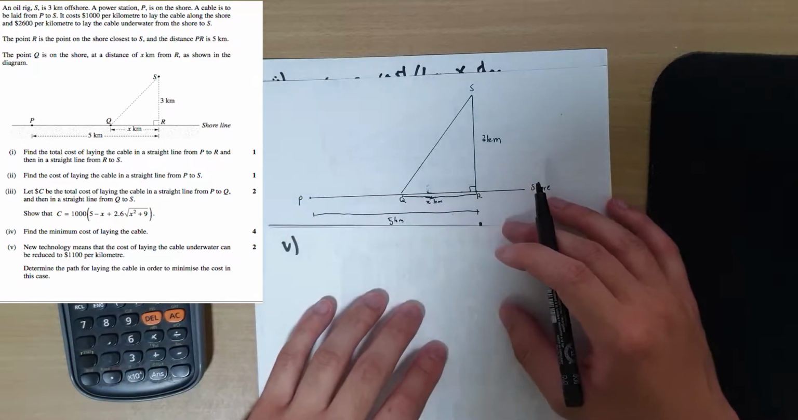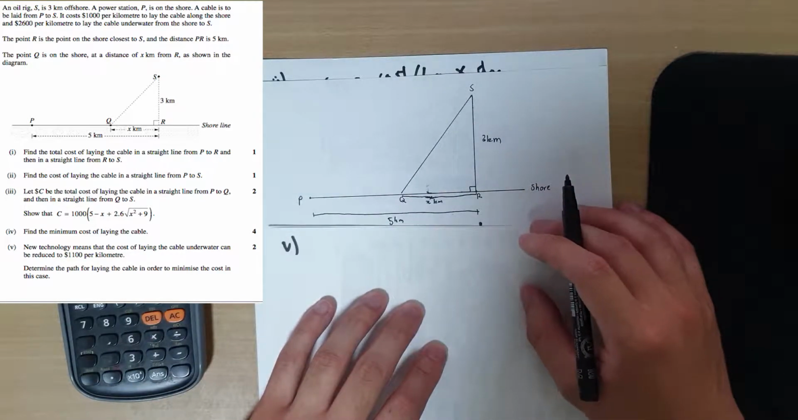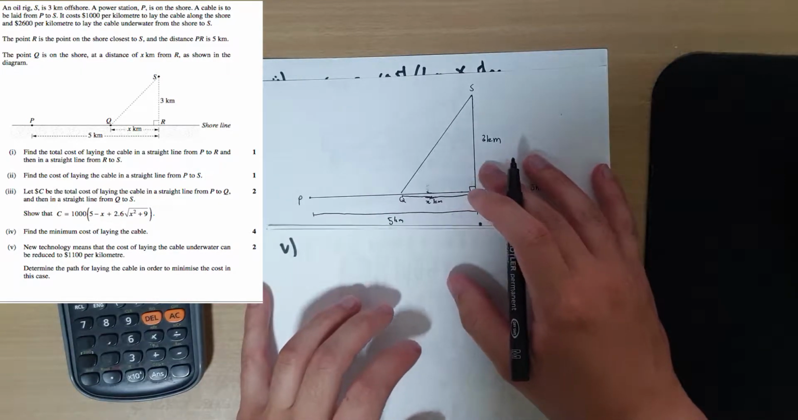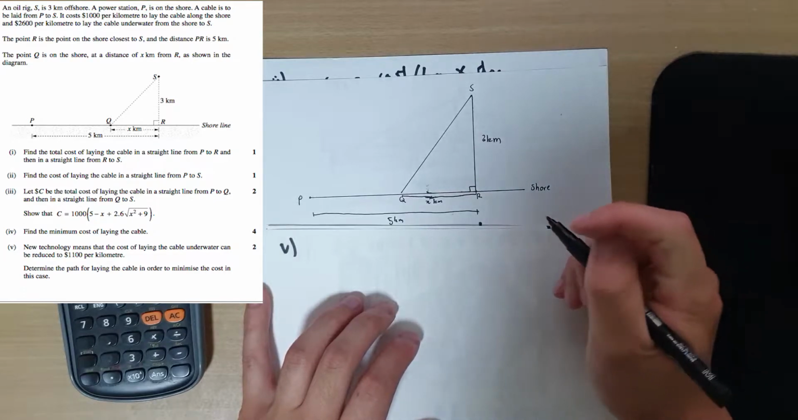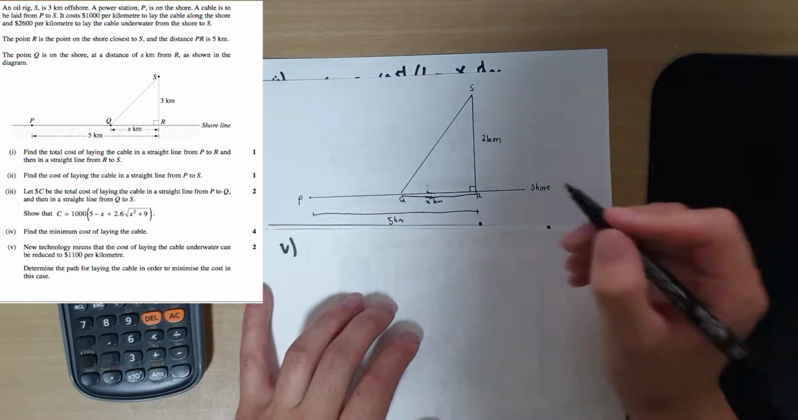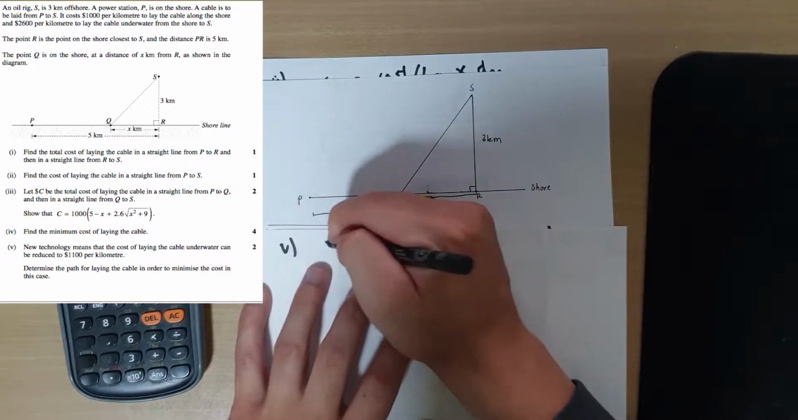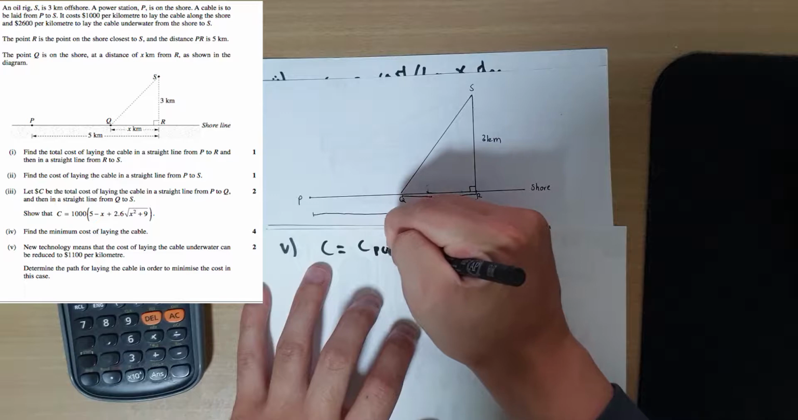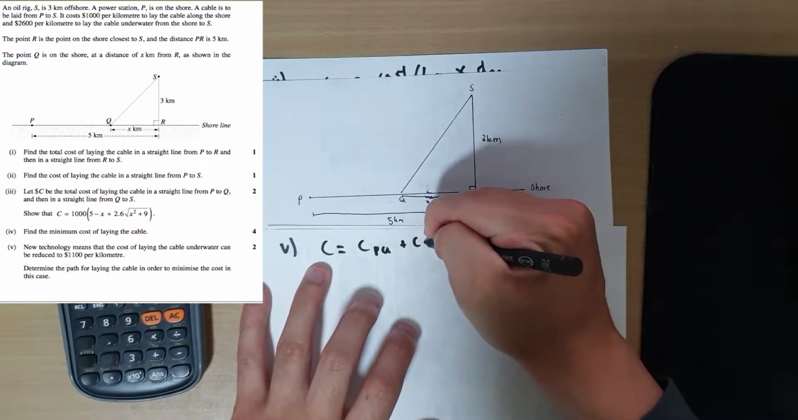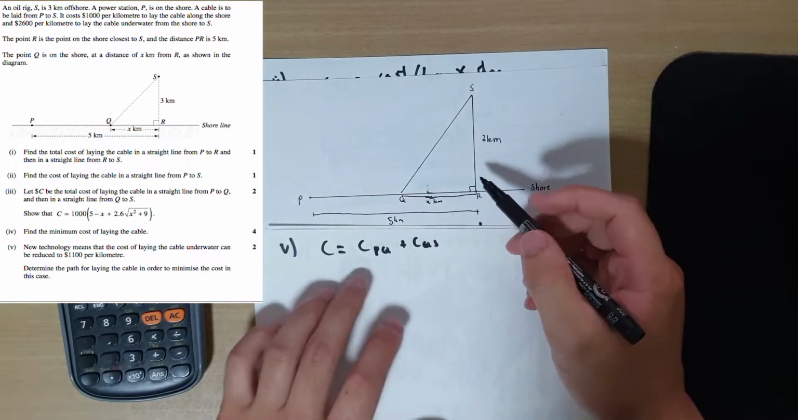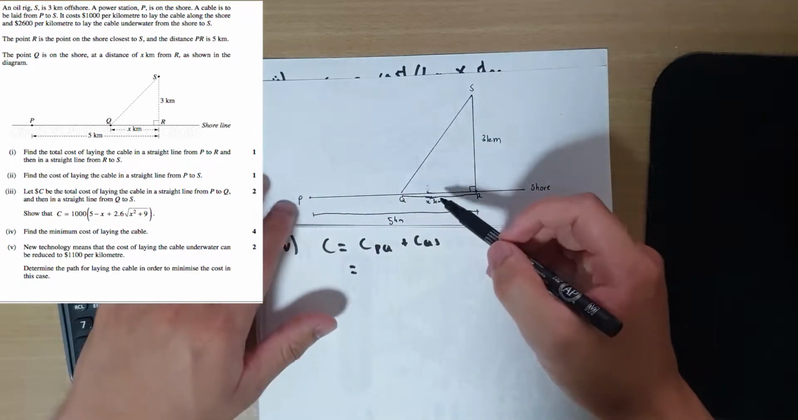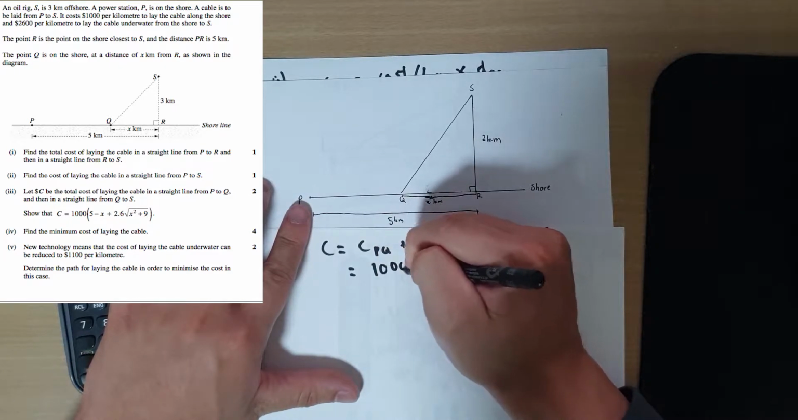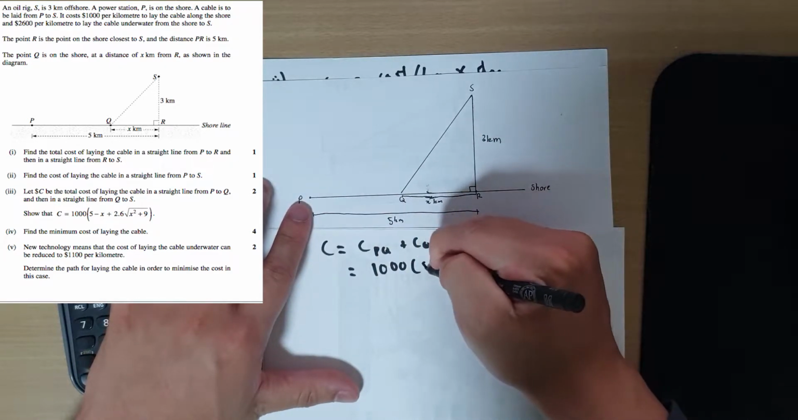So let's actually rewrite our cost equation now that the cost of laying the cable underwater has been decreased for part V. So part V, our cost of laying the cable underwater is now 1,100 per kilometer. So total cost now would be C_PQ plus C_QS, right? So cost PQ is the same as before. This is still on the shore, so our cost actually hasn't changed. It's still 1,000 multiplied by (5 minus X).